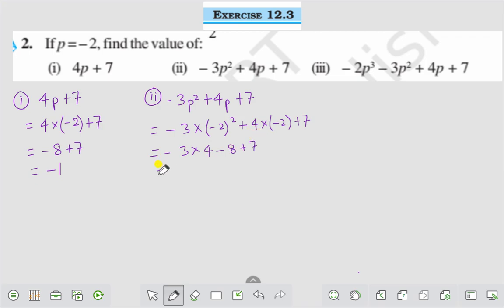Therefore you are getting minus 12 minus 8 plus 7. Minus 12 minus 8, that comes to minus 20. Minus 20 plus 7. Then you are getting 20 minus 7 is 13. And the sign will be minus, because 20 is greater than 7. Therefore the answer is minus 13.